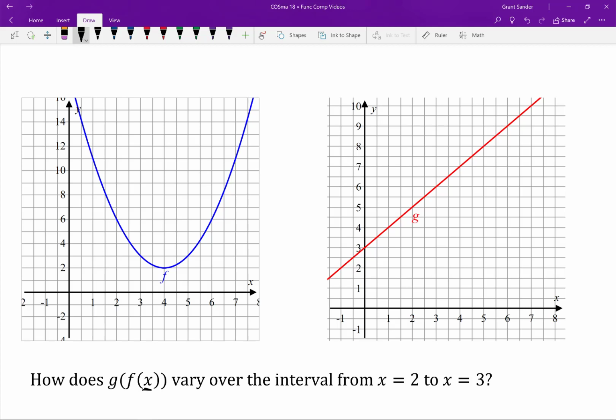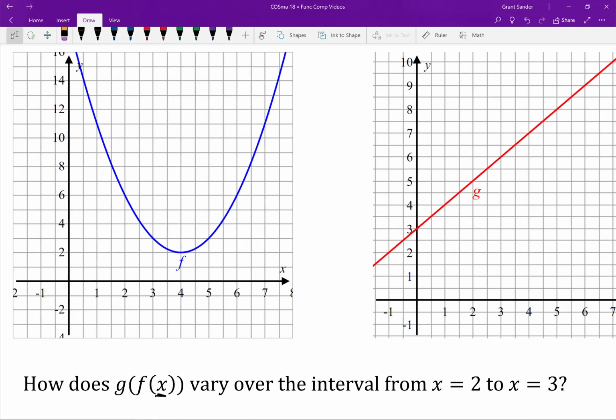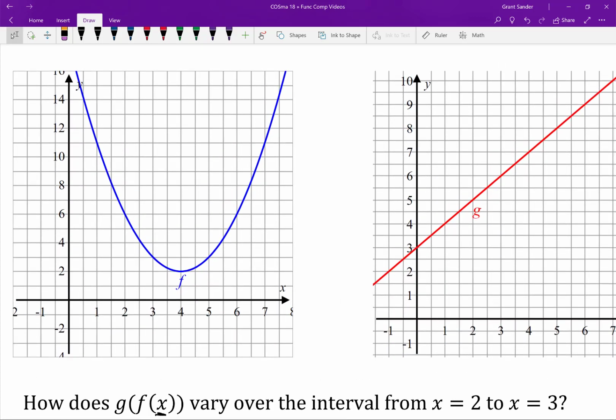So if x varies from 2 to 3, then we're going to use those input values as the input to f. So imagine x increasing from 2 to x equals 3. So x varies from 2 to 3. When x equals 2, f has an output of 6. So let me draw that in maybe purple. So when x equals 2, f has an output of 6.